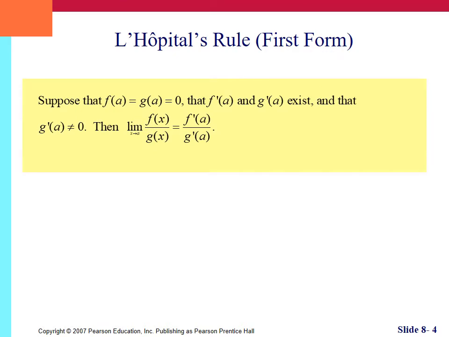All right, so how does L'Hopital's rule help us find the limits of these indeterminate forms? Suppose that f of a is equal to g of a and both of them are equal to 0. Given that f prime of a and g prime of a both exist and that g prime of a is different from 0, then the limit of f of x over g of x as x approaches a is equal to f prime of a divided by g prime of a. This is the simplest form of L'Hopital's rule.